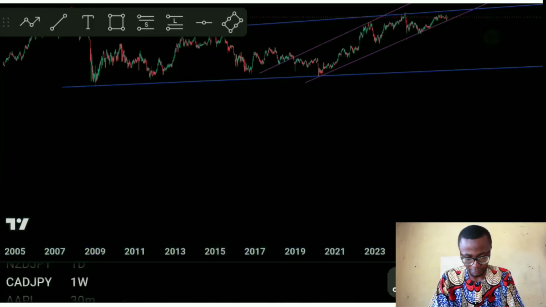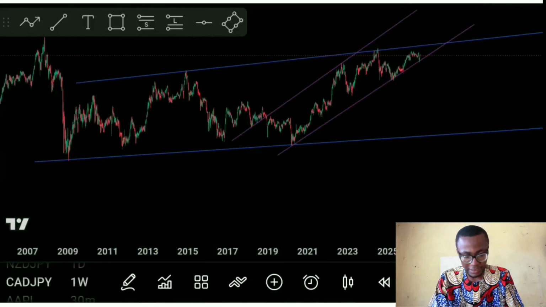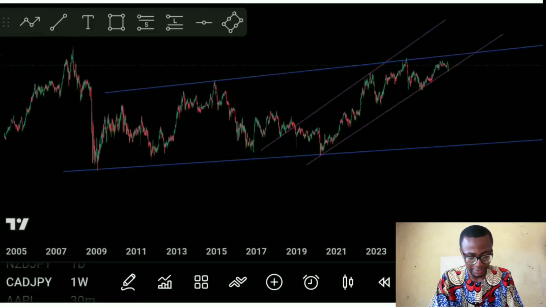All right. Now, this blue trend line is for the 1 week time frame, while the purple trend line, which is zooming in, is for the 1 day time frame. Now let's zoom in again, just zoom in again for the 1 hour time frame.